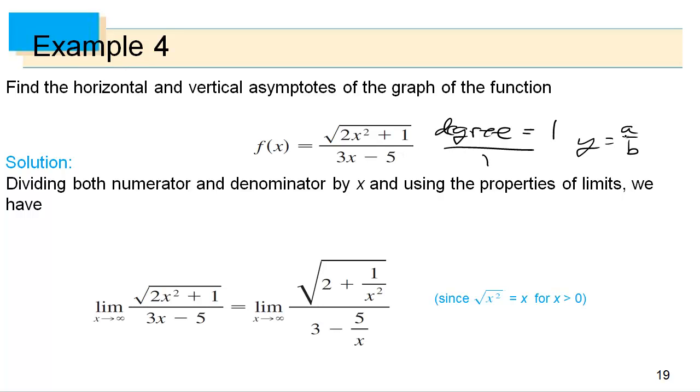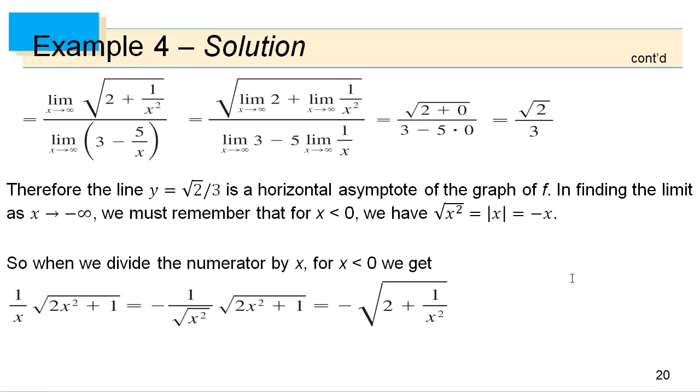Well, b is pretty obvious. That's 3. But what's a? What's the coefficient of that term? Square root of 2. This is how we would do it the technical way. We would divide everything by x, but when we divide the top by x, to put it inside the square root, we actually have to divide by x squared. And that's where we get all of this stuff, and look at that. We get the exact same answer that we got from just using the rules about degrees of the polynomials.